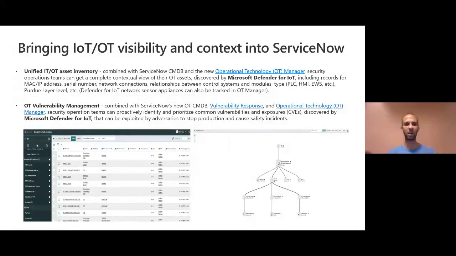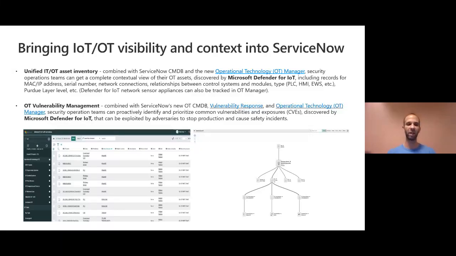And finally, we spoke about how we can provide you with this visibility within the IoT security system, but we're also doing that by integrating with additional systems, CMDB systems like ServiceNow. With the integration there, we can also provide you with visibility into your asset inventory. And by having this unique integration between ServiceNow and Defender for IoT, we are providing you with additional OT context.